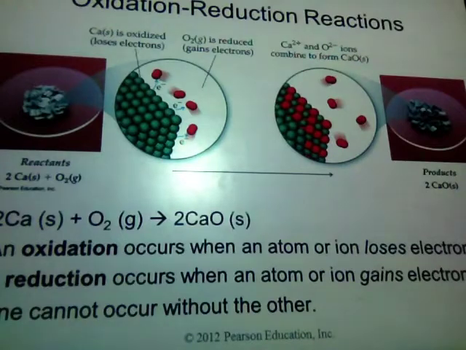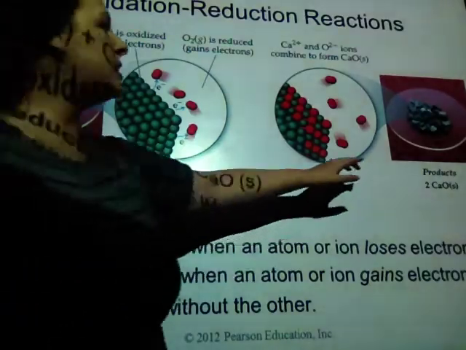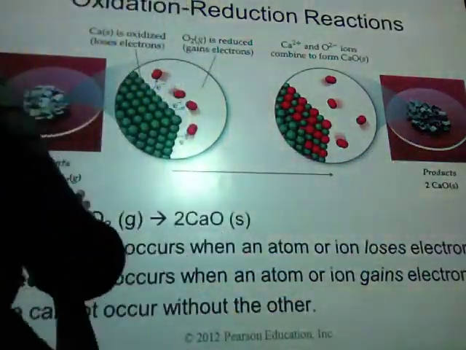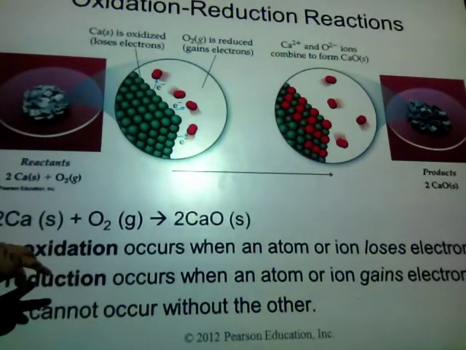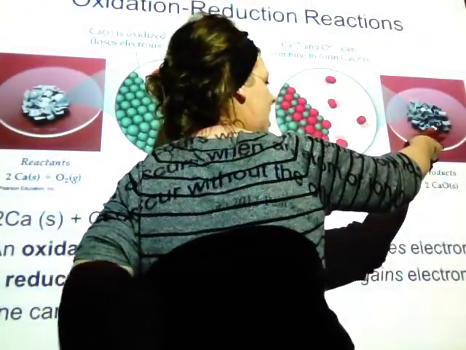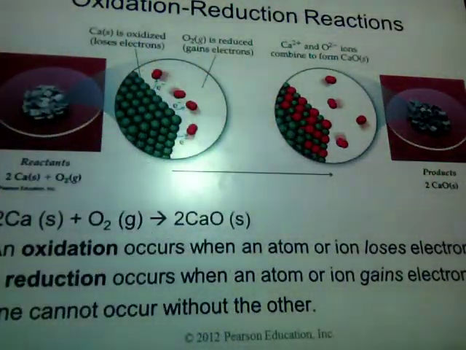Now we have to remember, what does oxidation mean and what does reduction mean? In this specific case, let's just look here. We have calcium metal reacting with oxygen gas. I just had some pieces of calcium out in the air, and it's reacting with the oxygen in the air. Because it's reacting with this oxygen, it produced calcium oxide.